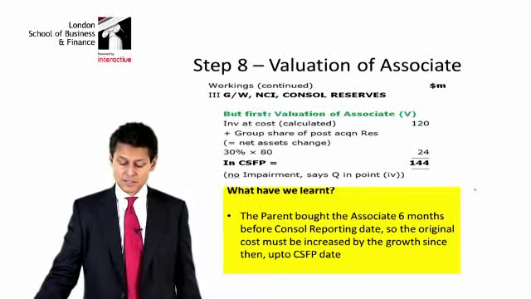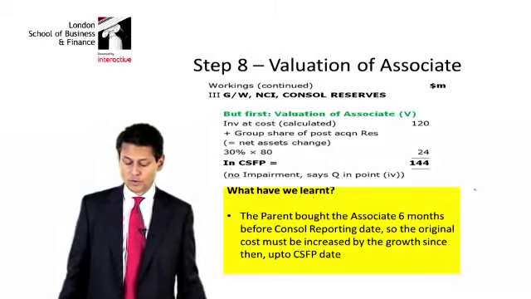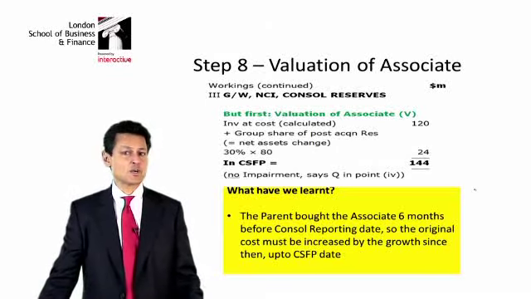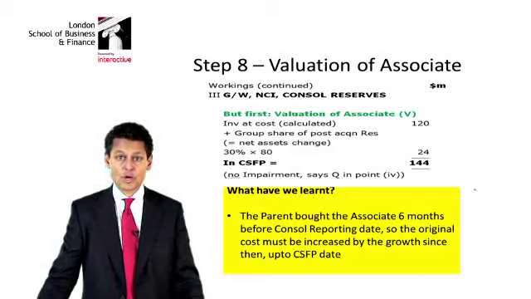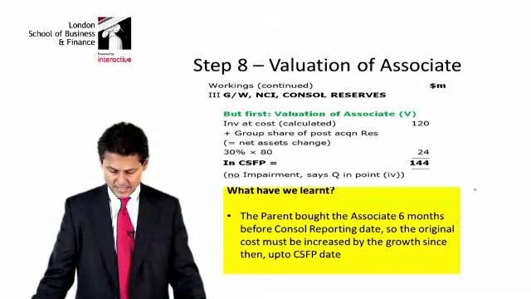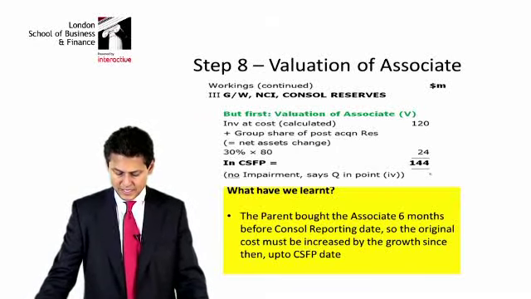So that's how you value the associate. 120 plus 24 is 144. In this particular question, there's no impairment. If there was, you just take it away. So please be careful.